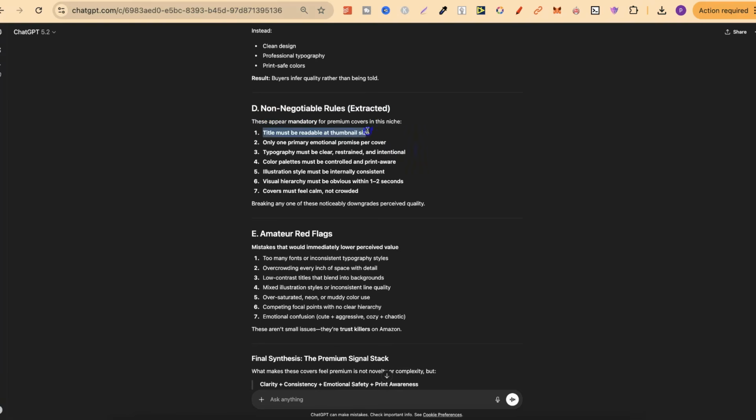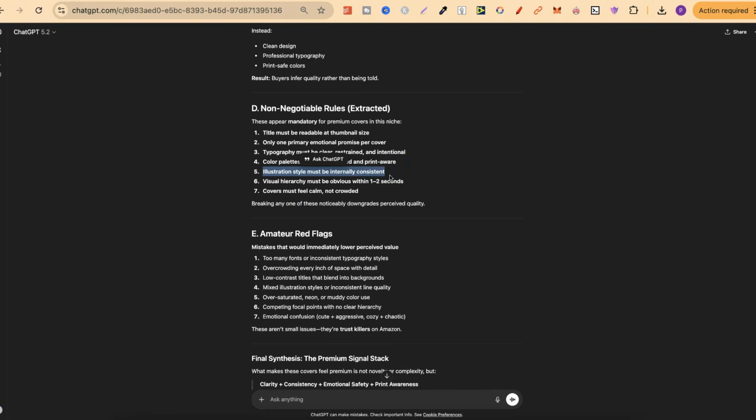Title must be readable at thumbnail size. So if your font, your text, is really small, it's going to be really hard to see on certain devices. Only one primary emotional promise per cover. Typography must be clear, restrained, and intentional. Color palettes must be controlled and print aware. And illustration style must be internally consistent.